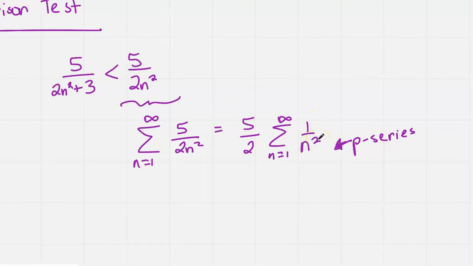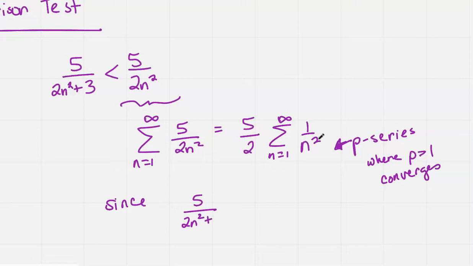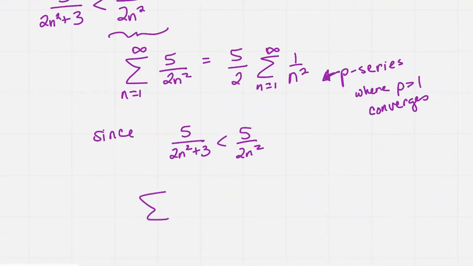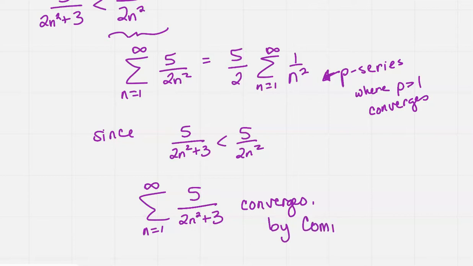So we have this p-series where p greater than 1 converges. So we know that. And so that's enough to write that. We already established that before. And since 5 over 2n squared plus 3 is less than 5 over 2n squared, then we get to say that our original summation of n equals 1 to infinity of 5 over 2n squared plus 3 also converges because it's less than. And so this would be by the comparison test.